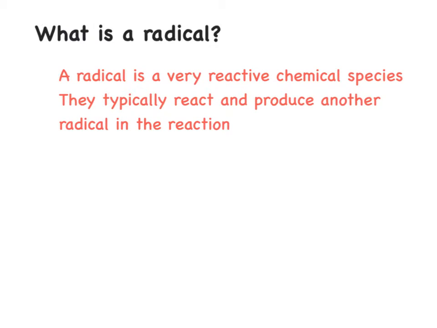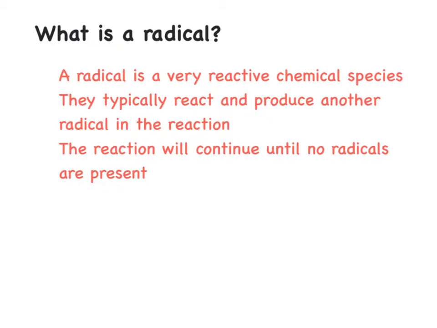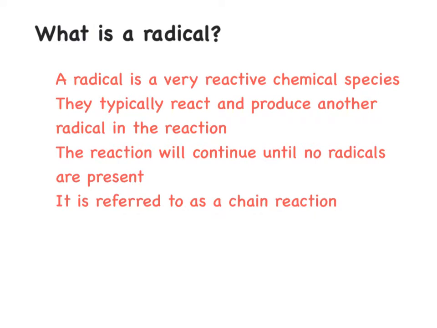Now, these things are typical and they react with another radical in the reaction, and they keep on reacting until the radical itself disappears. It disappears in a very interesting way, as we'll see a bit further down the track. The reactions involving radicals will keep on going and going until the last radical is removed from the system. And this is why we refer to it as a chain reaction.